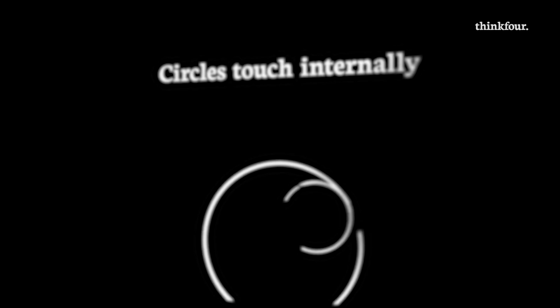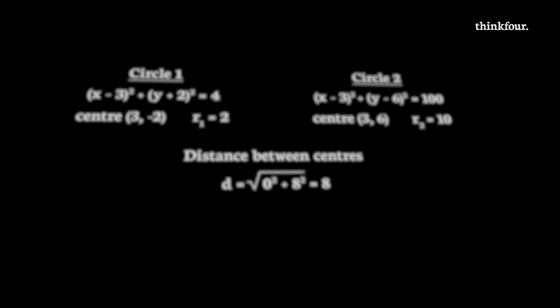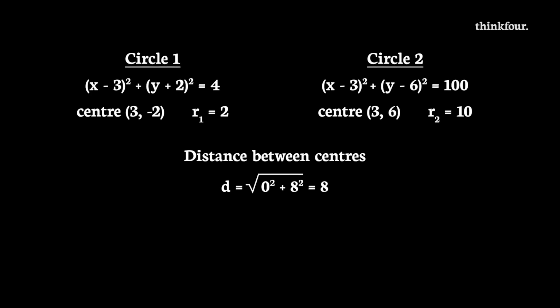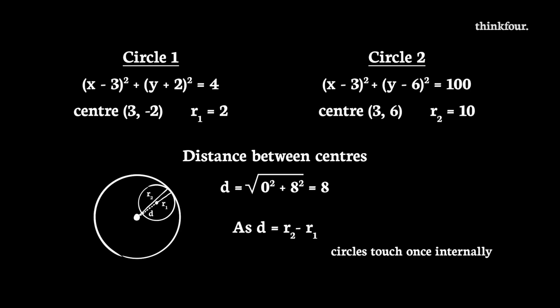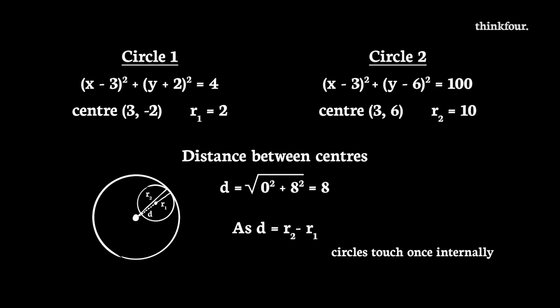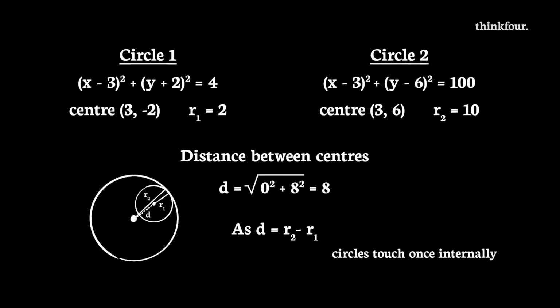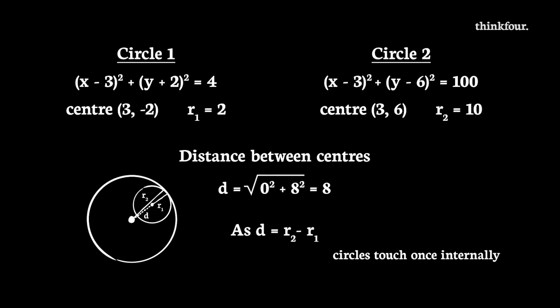There is one more scenario that we see occasionally. It's when the two circles touch once internally, as shown in this diagram. These two circle equations give us radii of 2 and 10, and the distance between the centres is 8. If I annotate the diagram, you can see that the distance between the two centres is the same as the larger radius minus the smaller radius. This shows that the circles touch once internally.